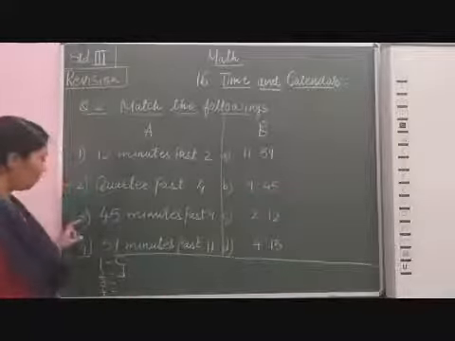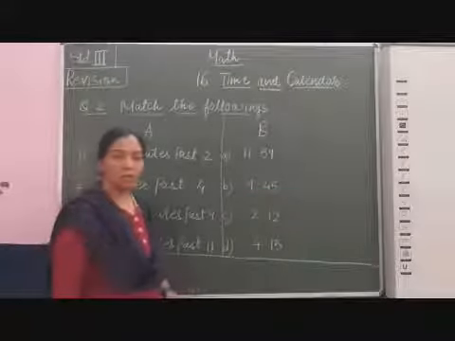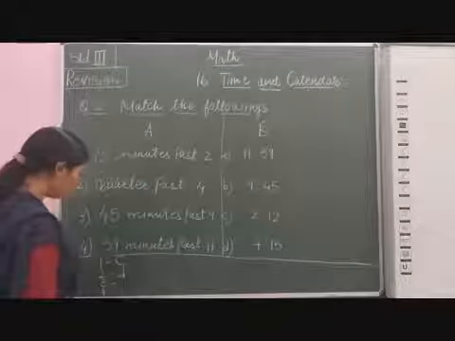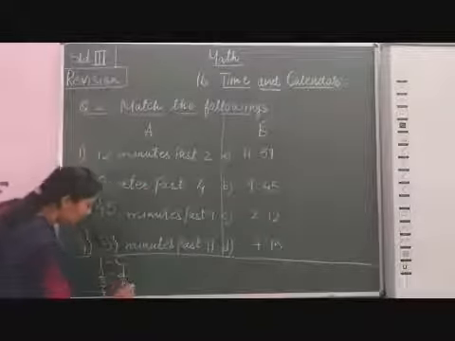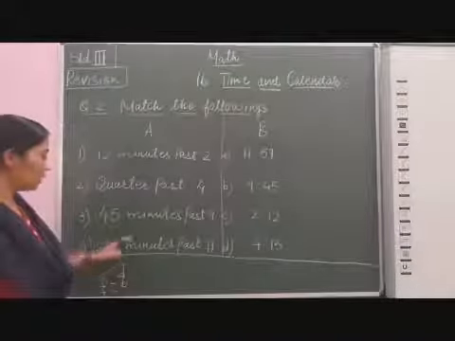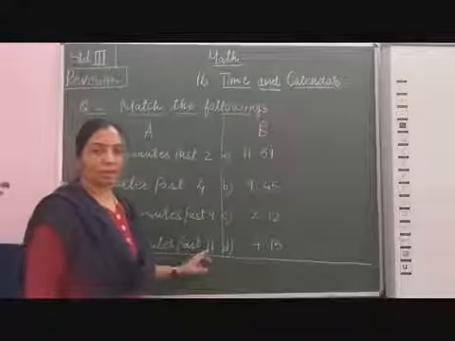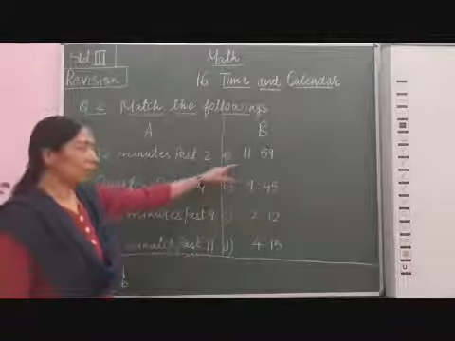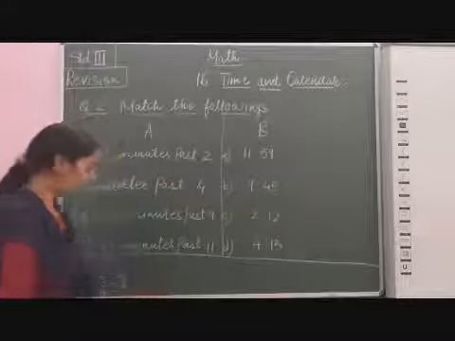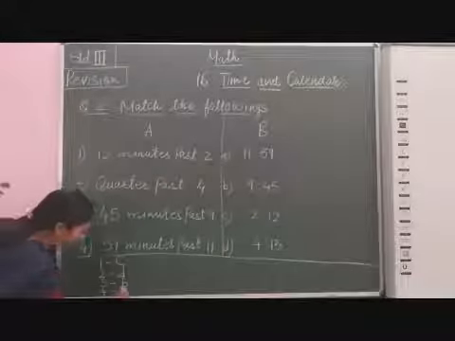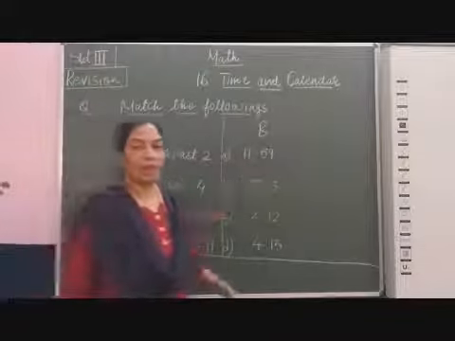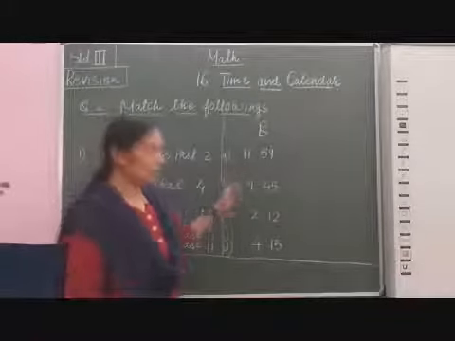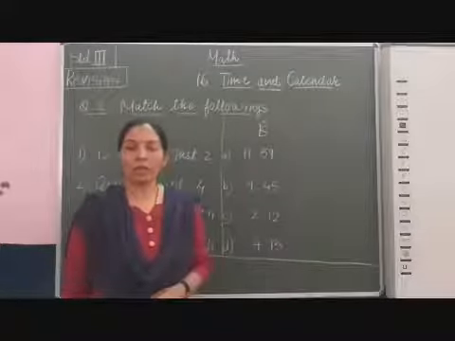Third, 45 minutes past 9. So 9 and 45 minutes is B. So the third one is matched with option B. And 4, 59 minutes past 11. So 4 is matched with the fourth one. 11 and 59 minutes means that after 1 minute, 12 o'clock will occur. So, students, this way also you have to read and write the time.